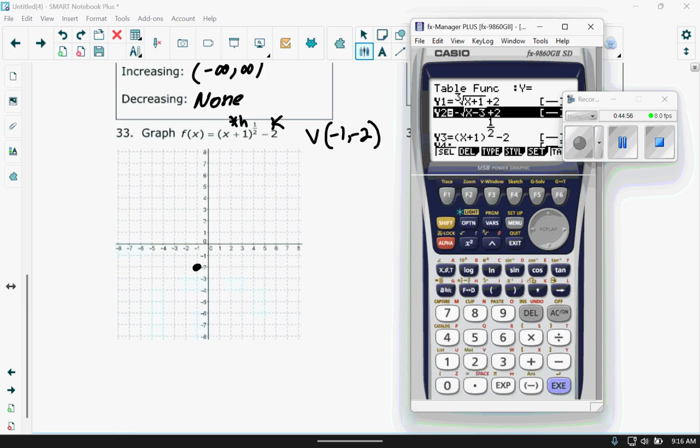Now this one, hang on a second. I think I actually am looking at the wrong one. No, I did type it in. Okay, yeah. So x plus 1 to the 1/2 power minus 2. There we go. I almost turned on the wrong graph.